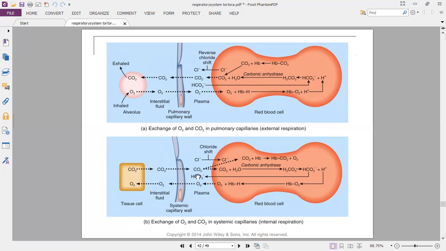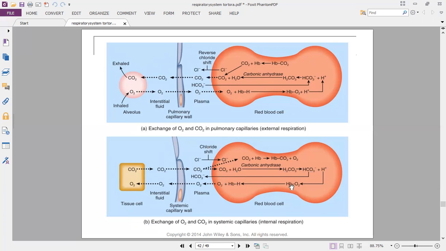So bicarbonate ion leaving allows chloride ions to move. Here the bicarbonate ion was entering, so chloride ion had to move. So reverse chloride shift and forward chloride shift. The chloride shift actually occurs to balance out the bicarbonate ion. So chloride enters and bicarbonate leaves. The H plus is left here. So H plus was the proton that was formed from the combination of H2O and CO2.